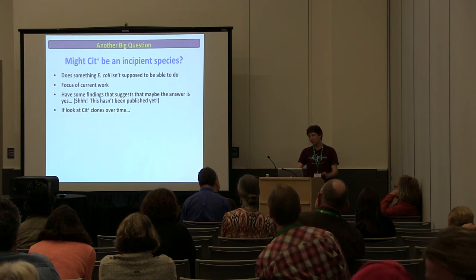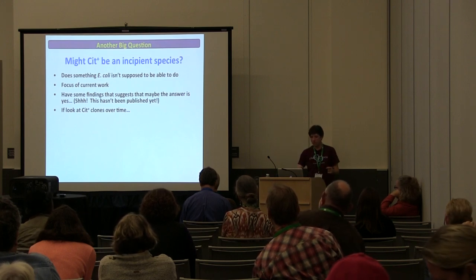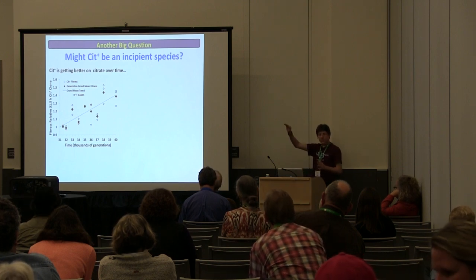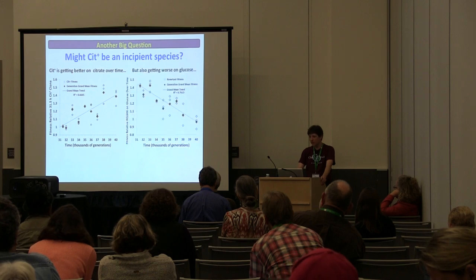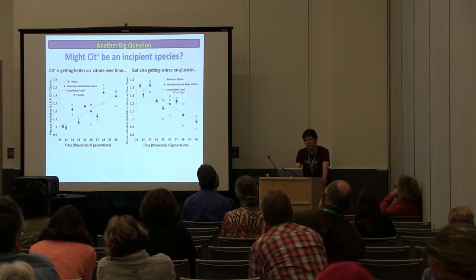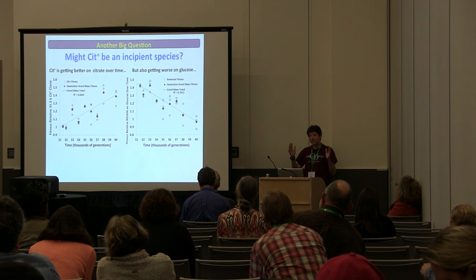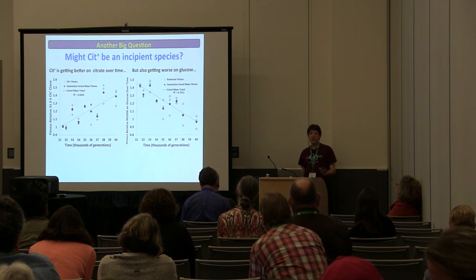If we look at those Cit+ clones over time, so say from when they first evolved to 40,000 generations, we see that Cit+ is getting much better on citrate over time. By 40,000 generations, they're about 45% better at using citrate than the original Cit+ were. But at the same time, they're getting worse on glucose. In fact, by 40,000 generations, they're worse on glucose than the ancestor ones. Meaning that about 10,000 generations of adaptation to growth on citrate has completely obliterated more than 30,000 generations of adaptation to glucose.